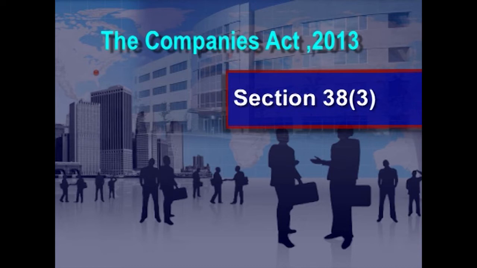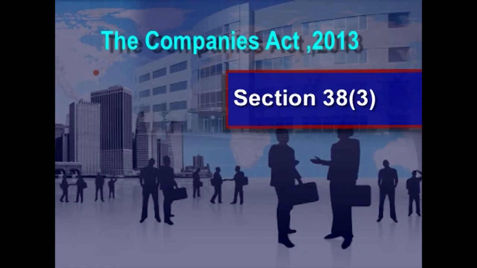Section 38 subsection 3 of the Act further provides that where a person has been convicted under this section, the court may also order disgorgement of gain, if any, made by him and seizure and disposal of the securities in possession of such person. The amount received through disgorgement or disposal of securities under subsection 3 shall be credited to the Investor Education and Protection Fund.